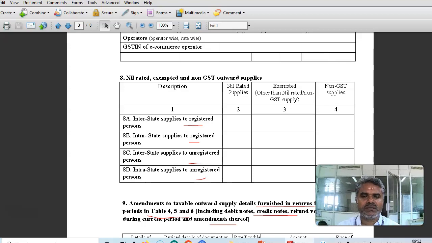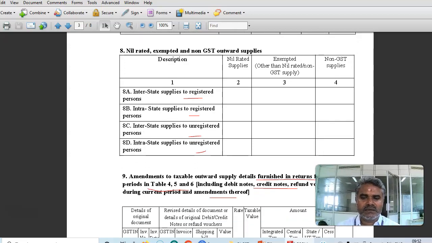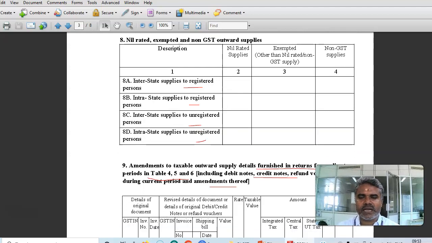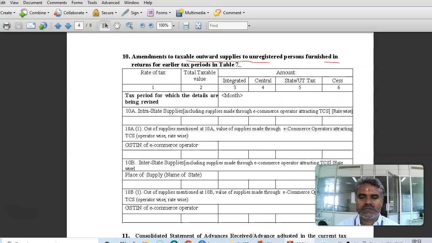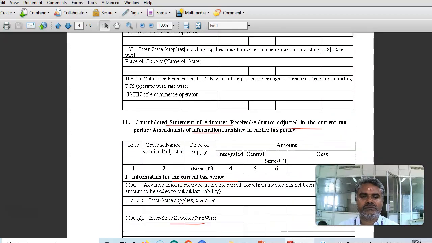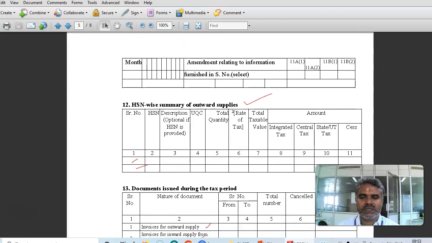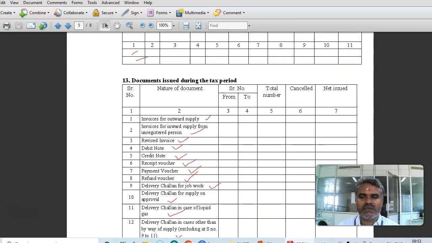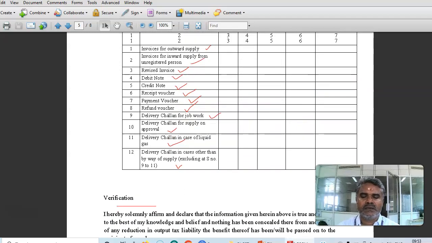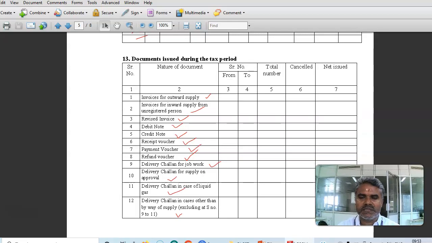Nil rated, exempted and non-GST outward supplies. You have to understand one important point. Whatever sales you have, whether exempted, nil rated or non-GST, no problem at all, you have to enter them here because you have to give the detail about your total overall turnover, not only the taxable turnover. So this is all the information you have to give. In total you need to give 13 serial numbers.